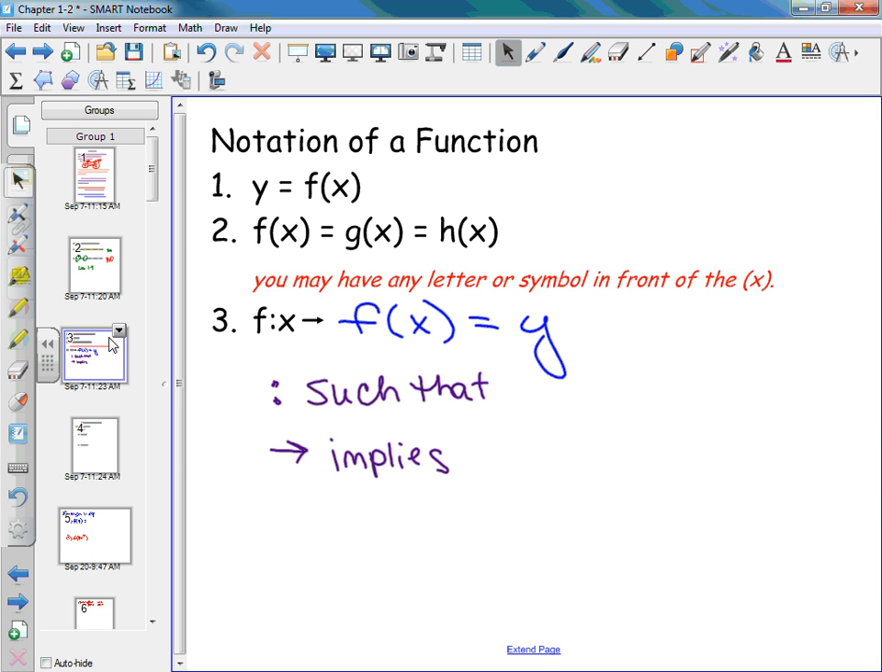Okay, function notation, y equals f of x. You guys have known this since you started algebra. Y is the same thing as f of x. F of x is the same thing as y. Okay? They replace each other. F of x is just saying that it's this function and its variable is x.